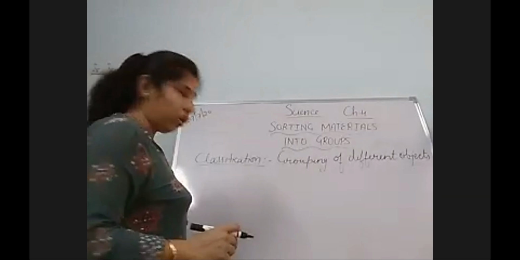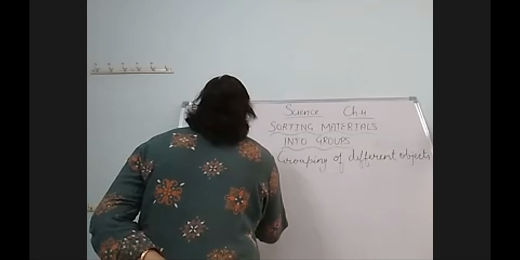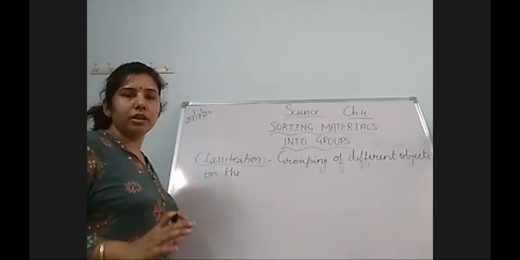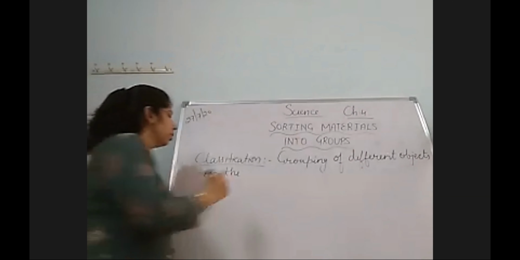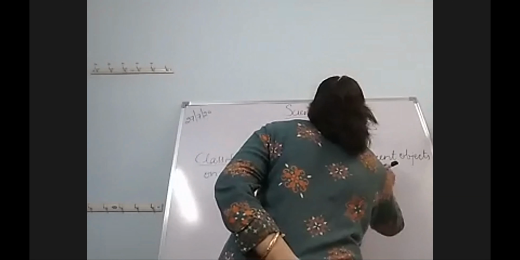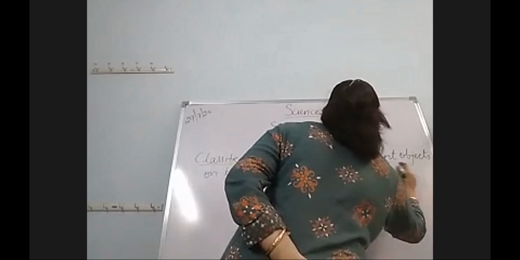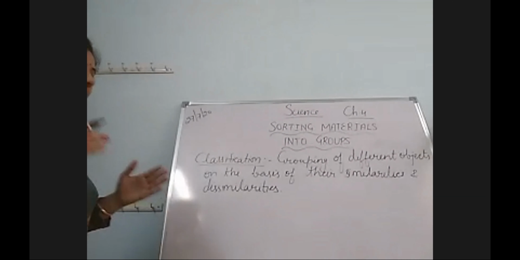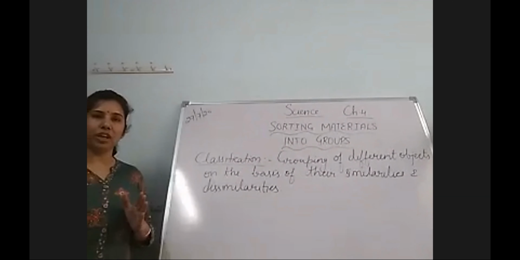On the basis of what? On the basis of qualities, right? Which qualities they are having similar, right? On that basis you will classify them, okay? On the basis of similarities and dissimilarities. Okay. This is known as classification. This is known as classifying different objects into groups.